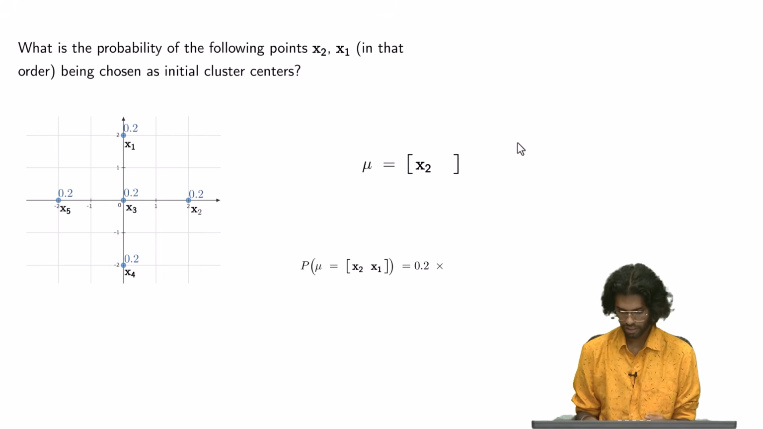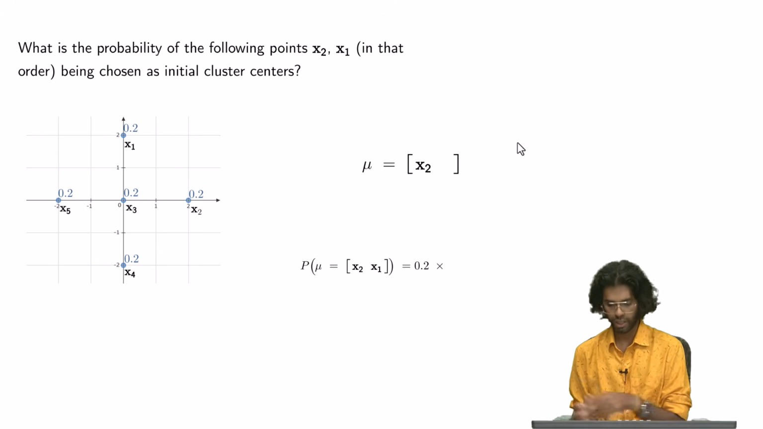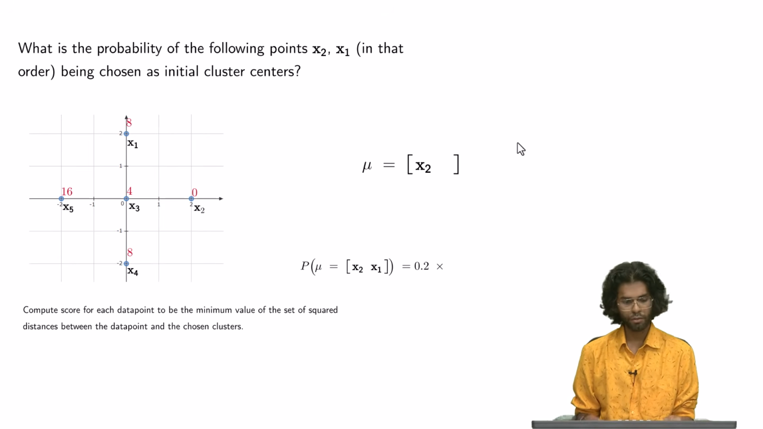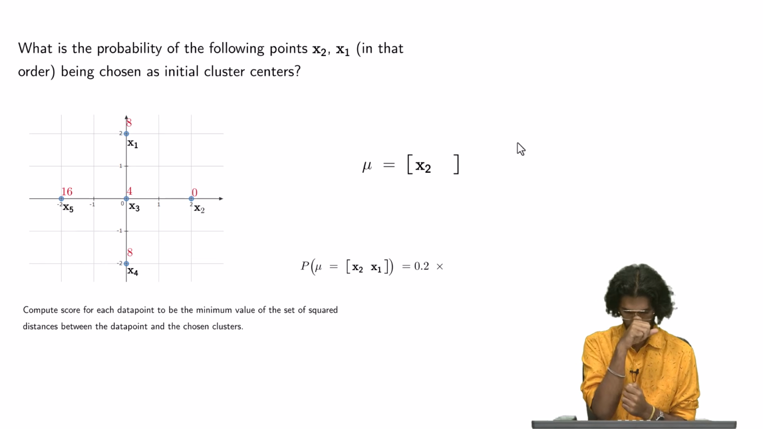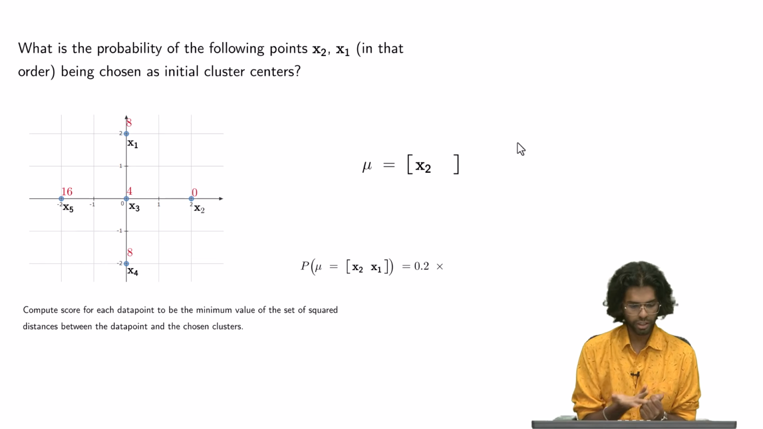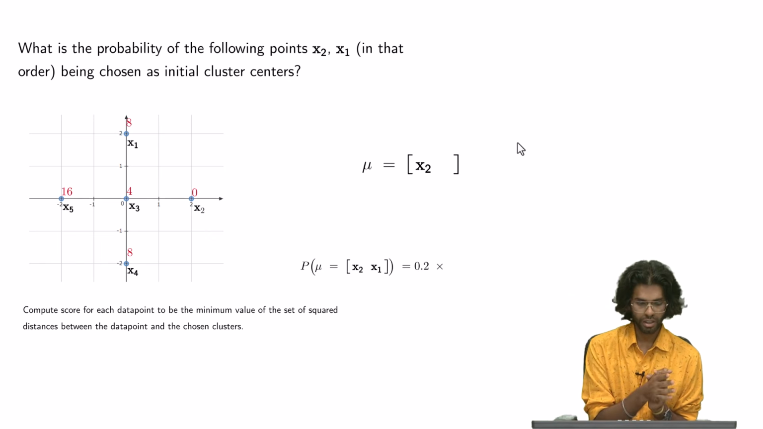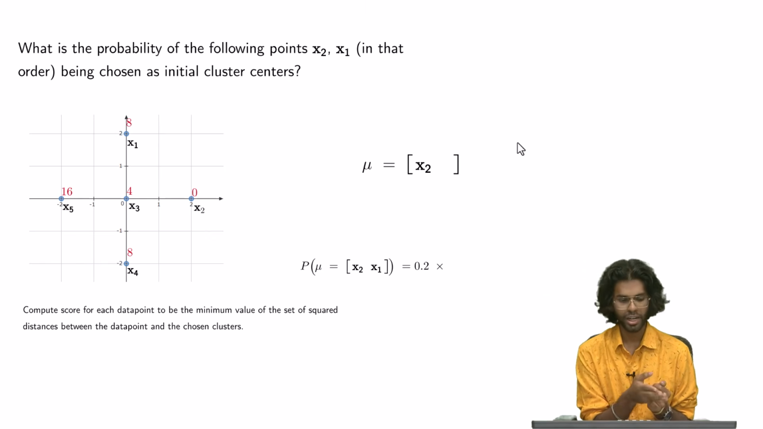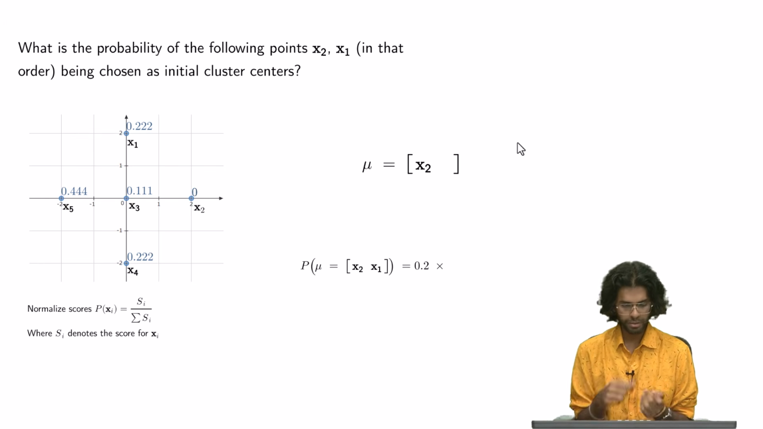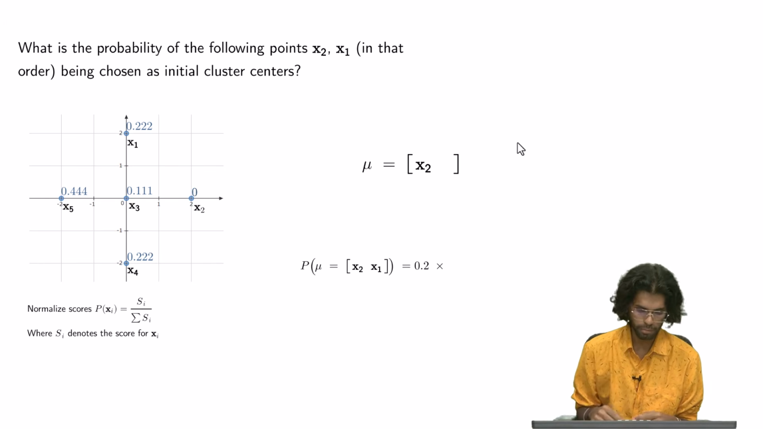Secondly, we want to find, after x2, the probability that I choose x1. Since I have chosen x2, I have to update my probabilities. I need to score and normalize the scores to get the probabilities. The score is proportional to the squared distance between my data points. For example, if you take x3, x3 is 0 and x2 is 2, so the distance between x2 and x3 is 2, and the squared distance is 4. Therefore, that gets a D squared value of 4. If I normalize these, I get the following probabilities.